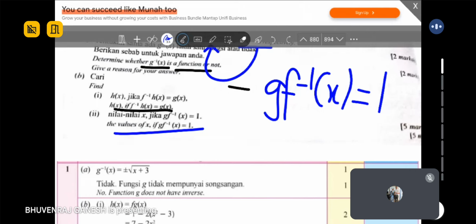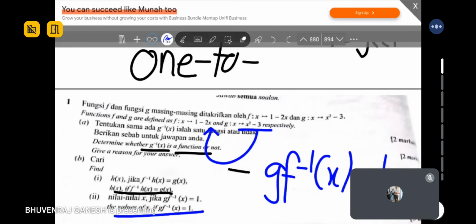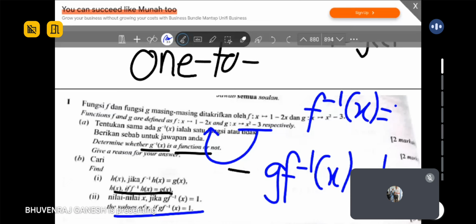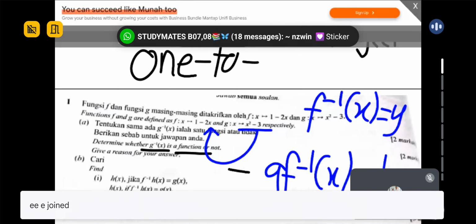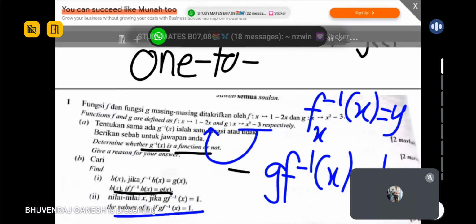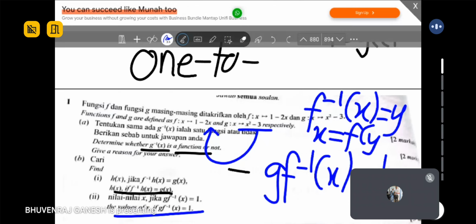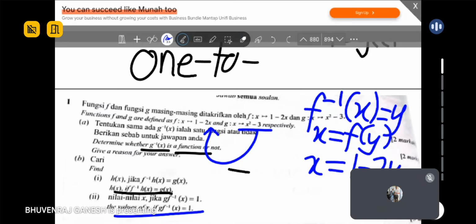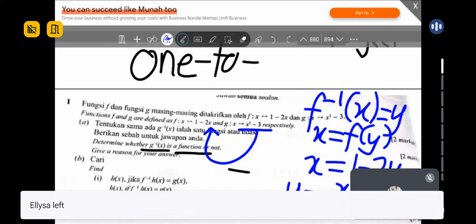Okay, so how to do it? Very simple. Same step lah, like just now. Okay, so first step, let f inverse x equal to y. Katakan macam ni dulu. Okay, so x equal to f(y). Okay, then you just substitute. Okay, f(y) is equal to 1 minus 2y. Okay, so you will get y equal to (x minus 1) over negative 2.